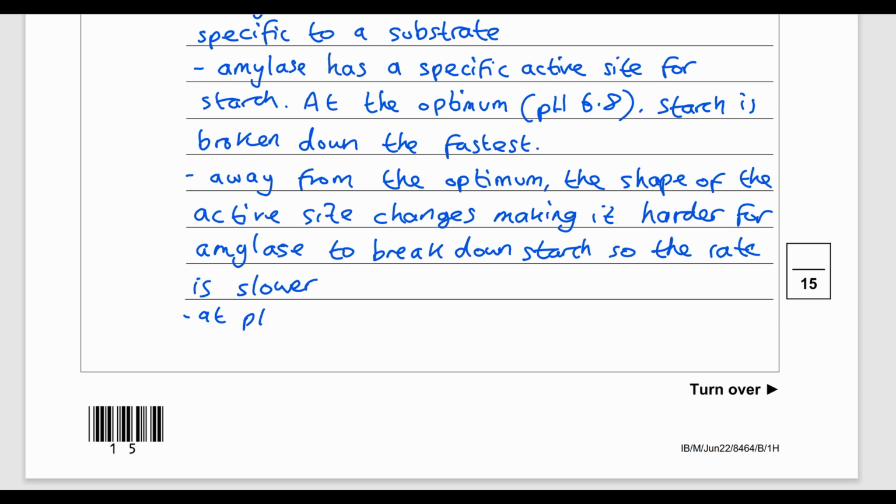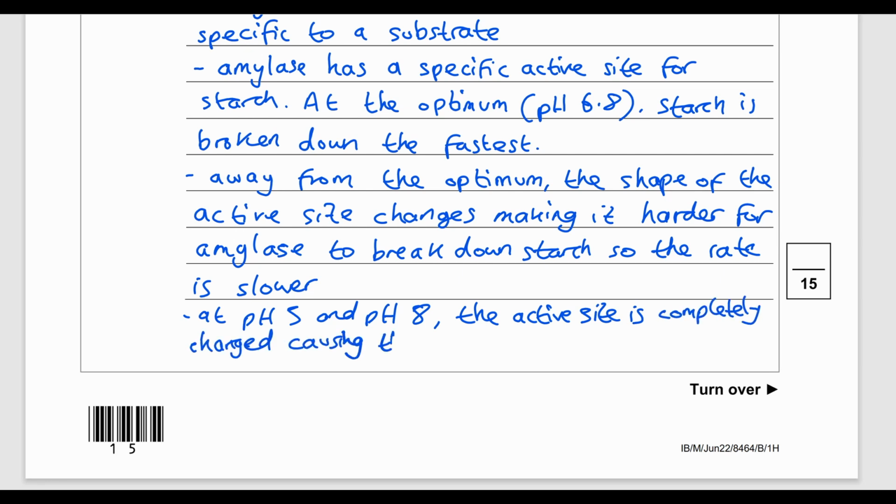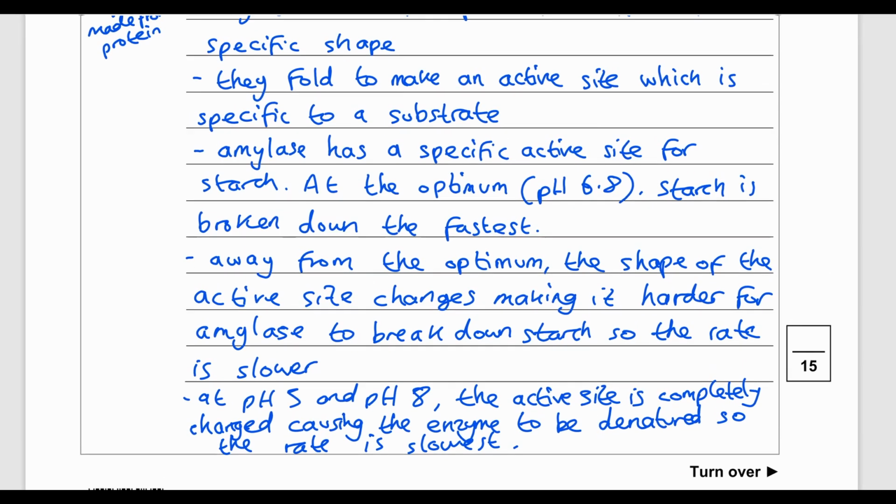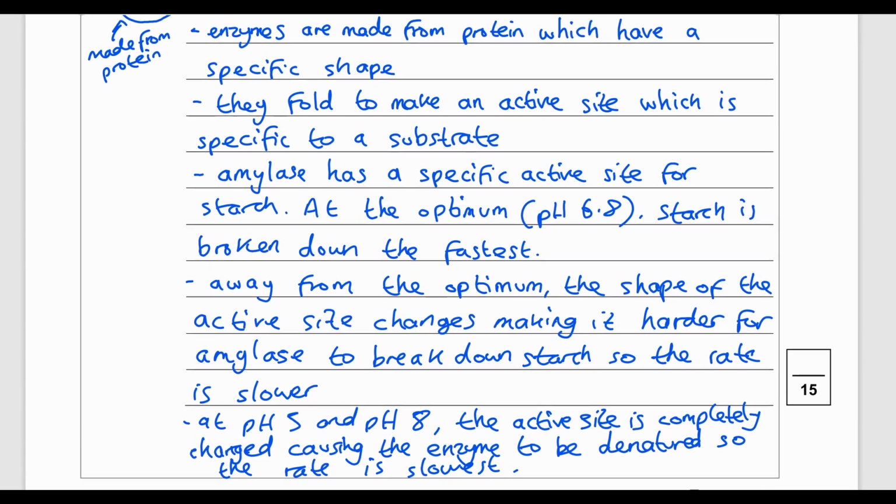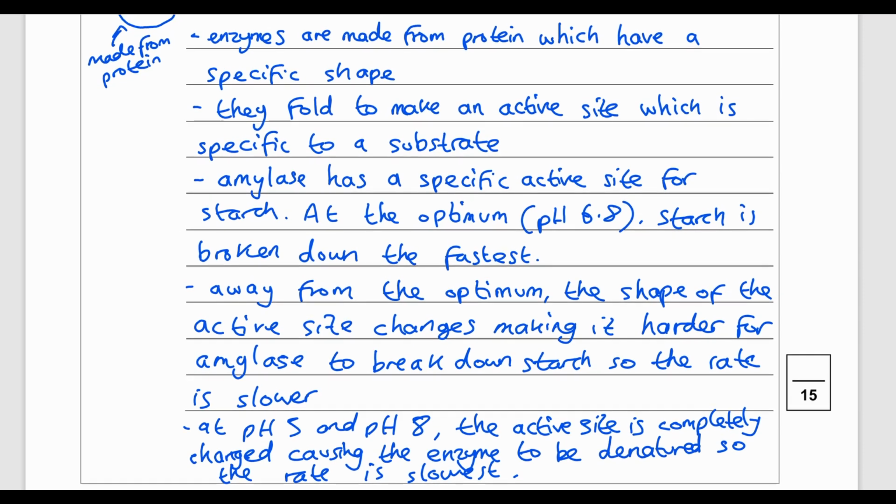But at pH 5 and pH 8, which are the furthest away from the optimum, the active site changes shape so much that what we actually call this is the enzyme becoming denatured. And this means that the enzyme cannot fit the substrate. And that means that starch won't get broken down properly, or even at all. So the rate decreases and is very, very slow.